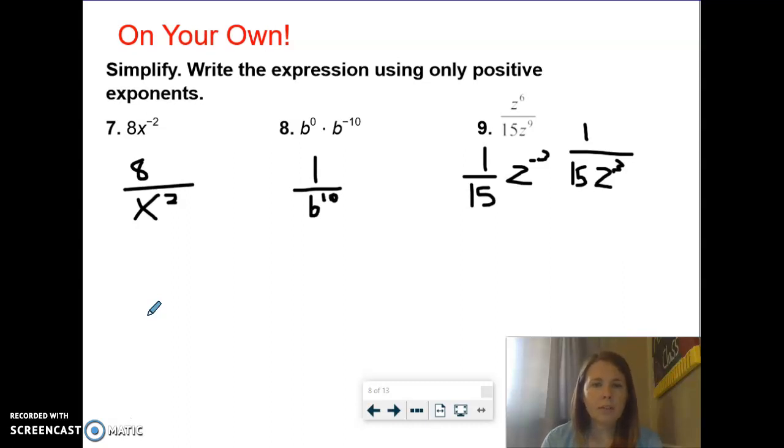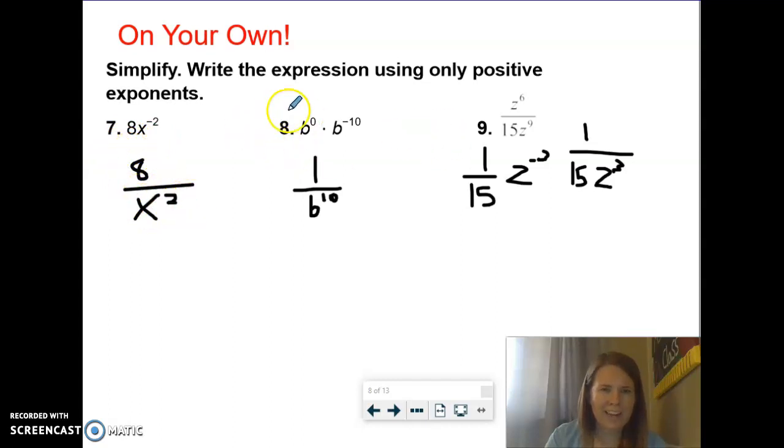So for your problem number 7 here, your exponent is only with that x. And so when I do that, I just need to bring this x down to the bottom and change my exponent to 2. Your 8 is going to stay at the top as your numerator, okay? So I've got 8 out of x squared.